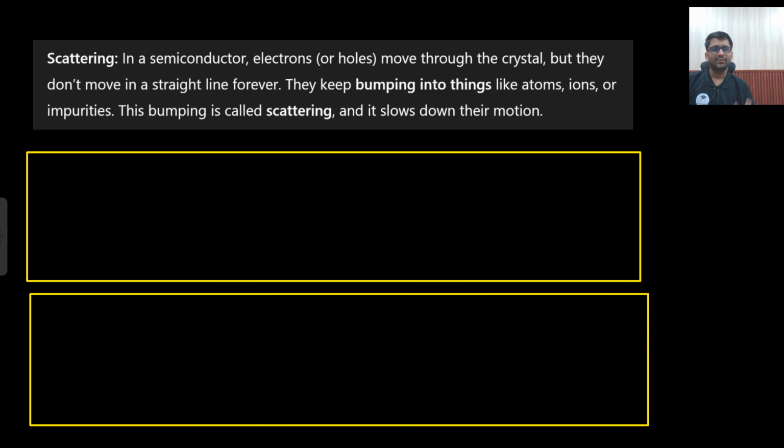Very simple thing. You understood the meaning of scattering. Now there are two kinds of scattering. One is impurity scattering, and the other one is lattice scattering. What do you mean by impurity scattering? Impurity scattering means it will be coming because of the impurity.